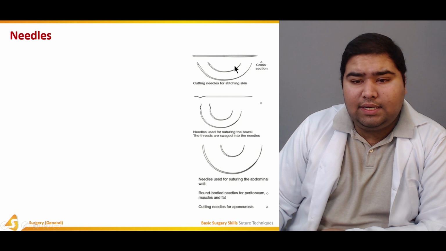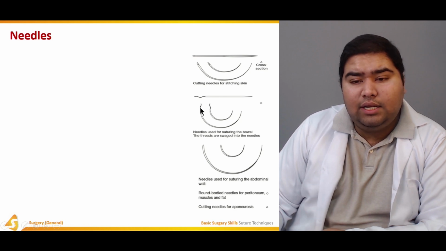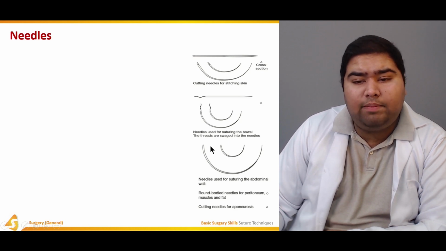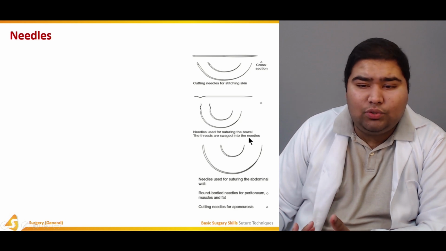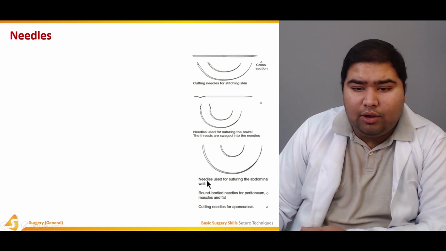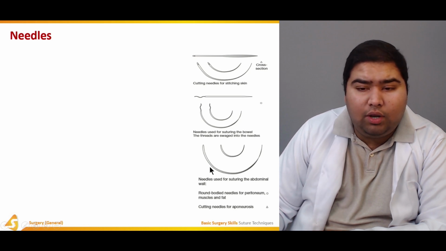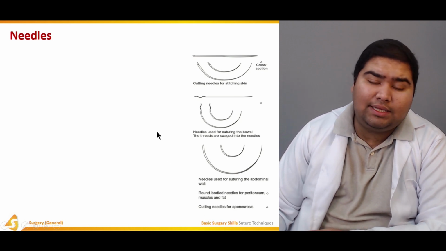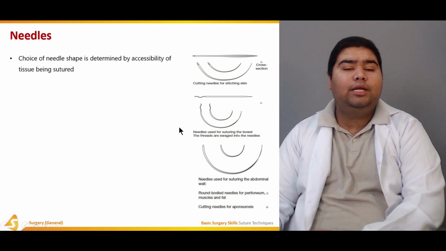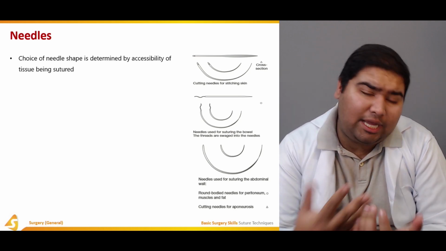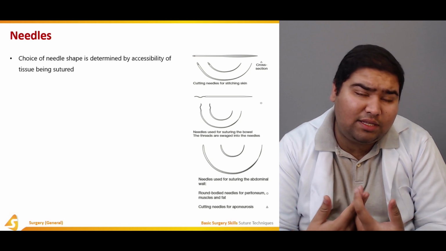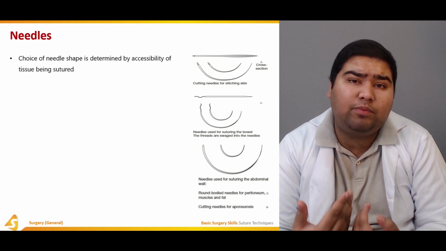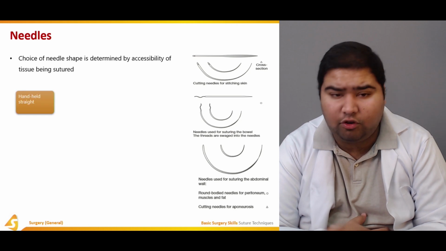Now, straight needles, curved needles, these are the cutting needles. Now again, a straight needle. Now this is a curved needle. This needle is used for suturing the bowel. The threads are swaged into these needles. Now, needles used for suturing the abdominal wall are again round and curved. And these are used for cutting the aponeurosis. Now, the choice of needle depends upon the type of surgery you are performing, obviously the type of tissue that is involved. Whatever the type of needle being used depends upon your type of tissue and the type of surgery being performed.